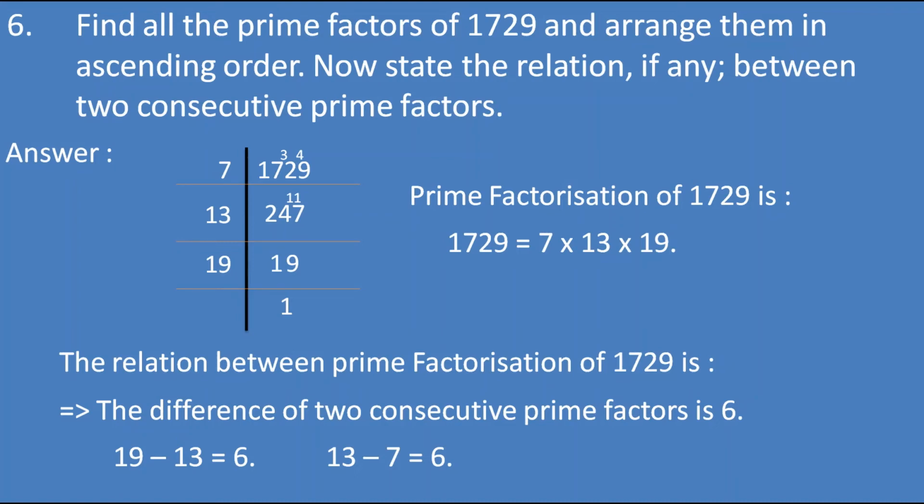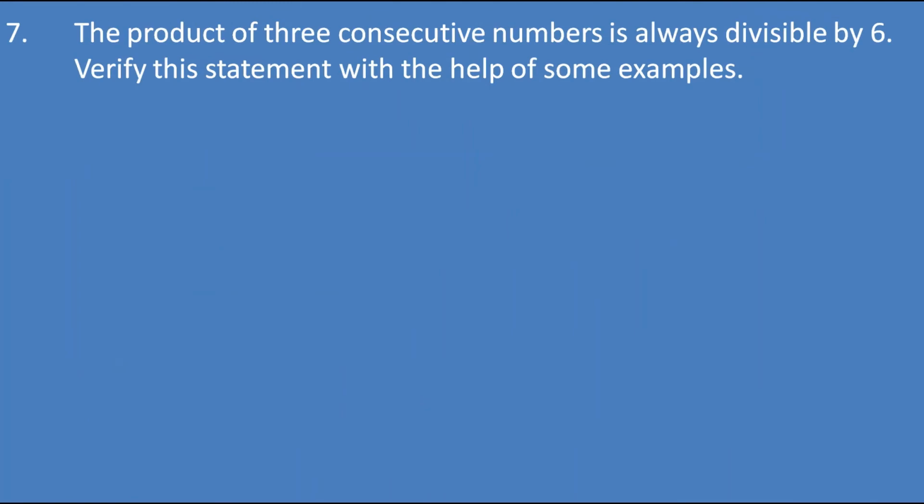Okay. Now let's move to the next question, that is the 7th one. The product of three consecutive numbers is always divisible by 6. Verify this statement with the help of some examples. So first we will take three consecutive numbers. Here I am taking three consecutive numbers 2, 3 and 4. When we multiply them, we will get the answer as 24, and we know that 6 4s are 24. Therefore it is divisible by 6.